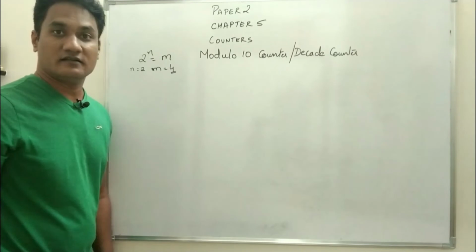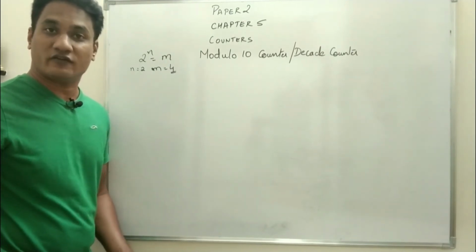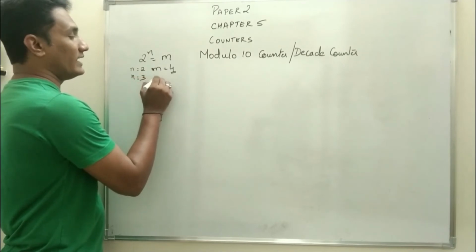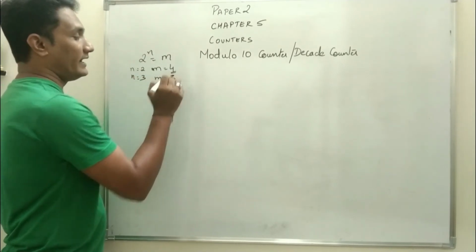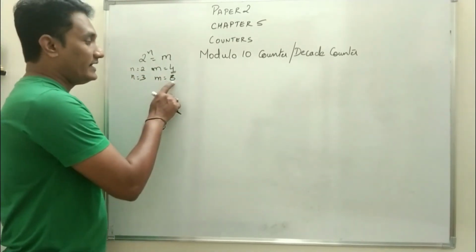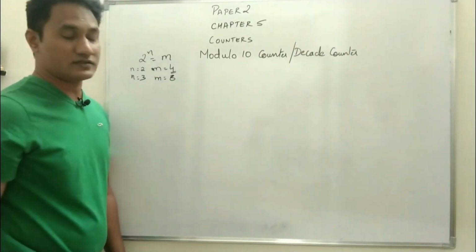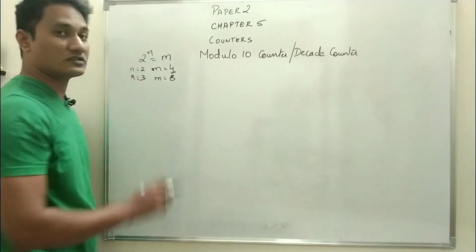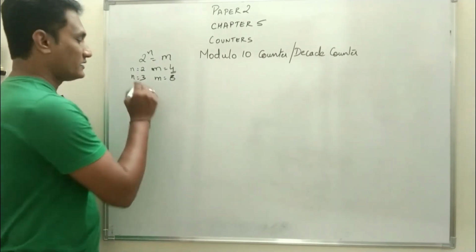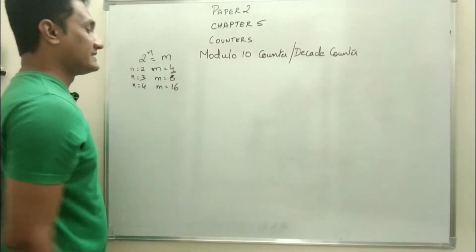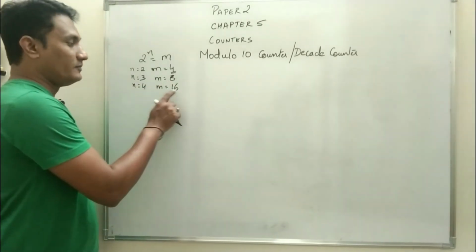Will that be a solution for that? Of course not. Let us say n is equal to 3, so m will be equal to 8. Only 8 discrete states. What we want is 10 discrete states. Of course this will not be a solution. We cannot use 3 flip-flops. Now if n is equal to 4, m will be equal to 16.